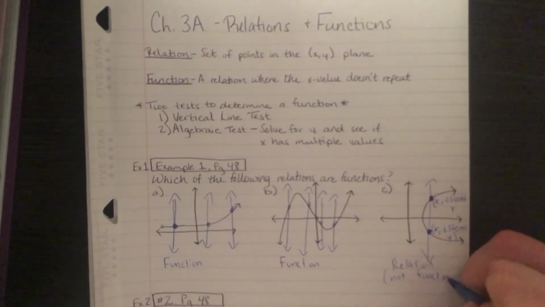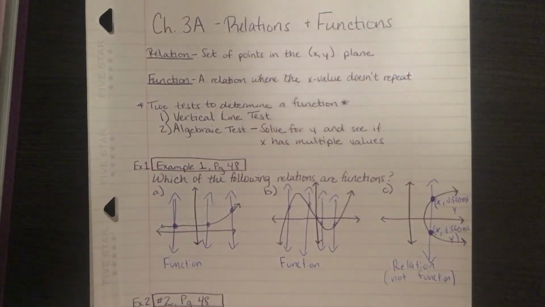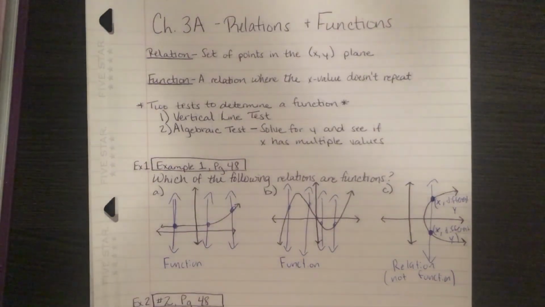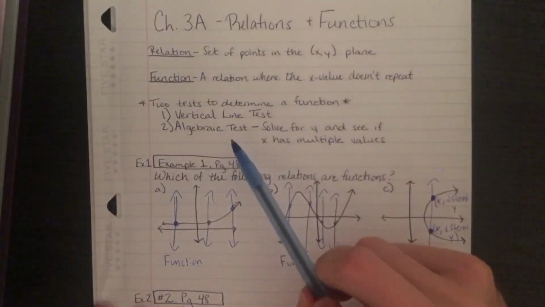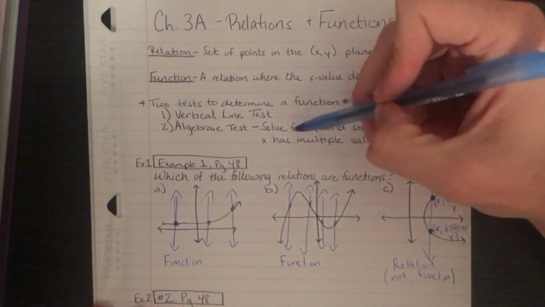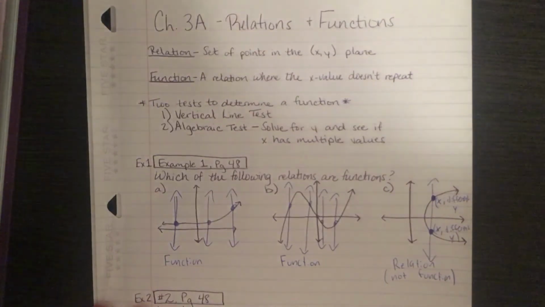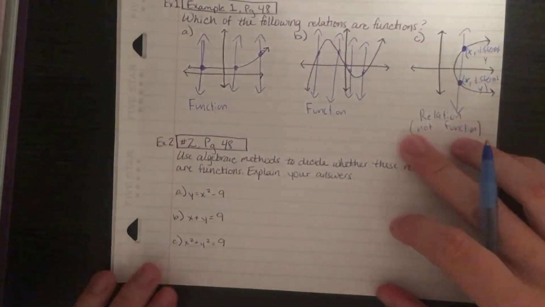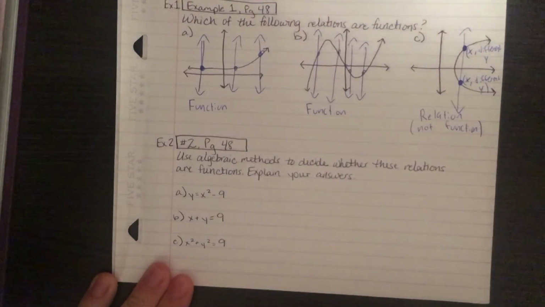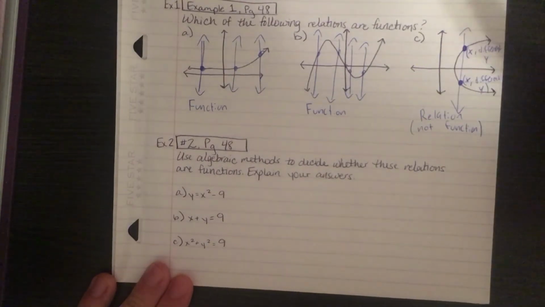So that's the first way to determine it: if you graph your function, you can draw a vertical line through it, and if it crosses only once, it is a function. Now, the way that we're going to do the algebraic test is that we're going to solve for y. We're going to get y by itself, and we're going to see if x has multiple values from that. So when we look at this, we're going to be doing example 2 off of page 48. We're going to use some algebra to determine whether these relations are functions or not.